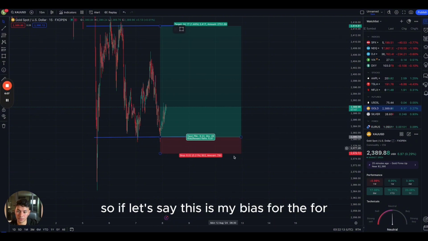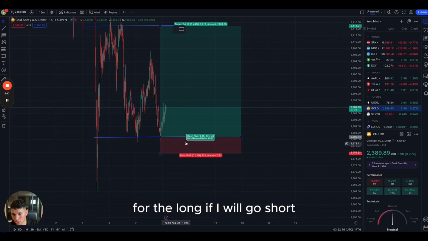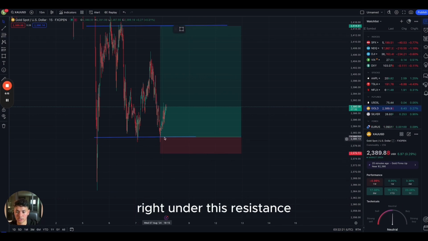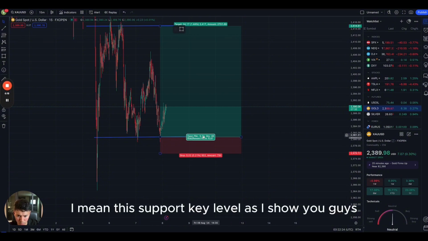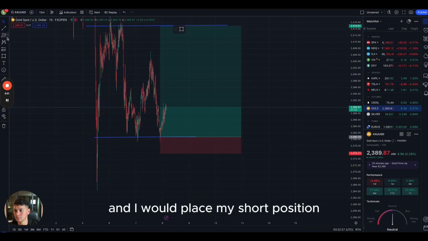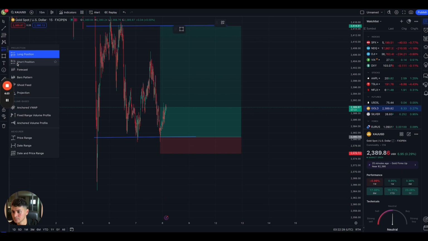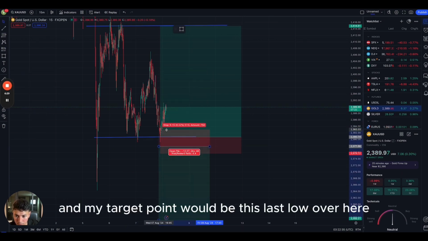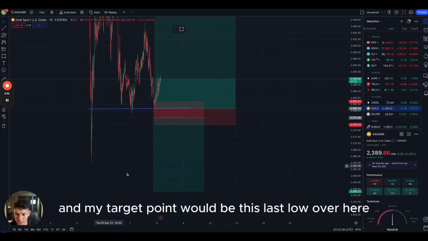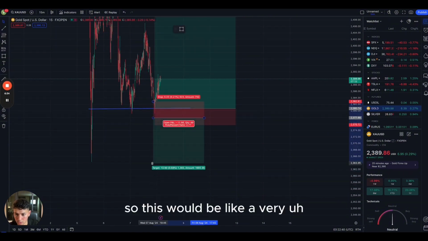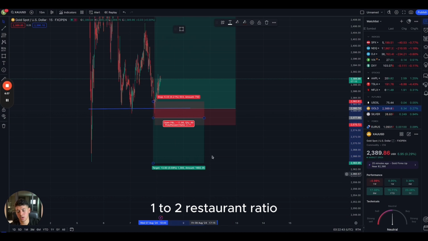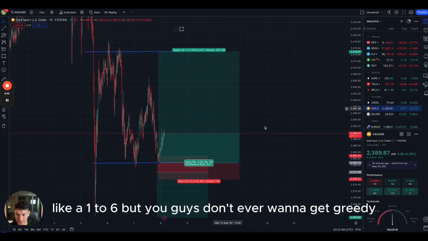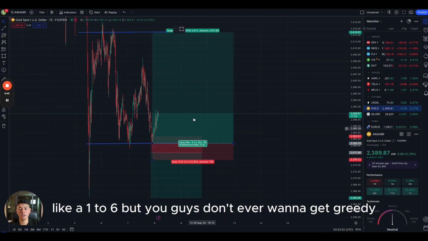So let's say this is my bias for the long. If I would go short, I would place my short position right under this resistance key level, this support key level as I show you guys, around this key level, and my target point would be this last low over here. So this would be a 1 to 2 risk to reward ratio. The buy options would be a little bit higher, like a 1 to 6, but you guys don't ever want to get greedy.